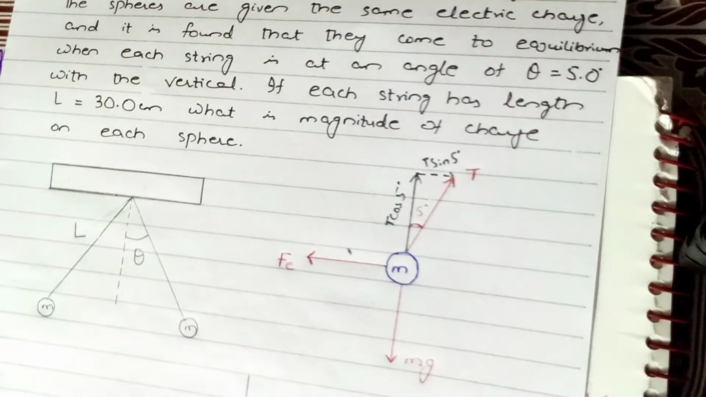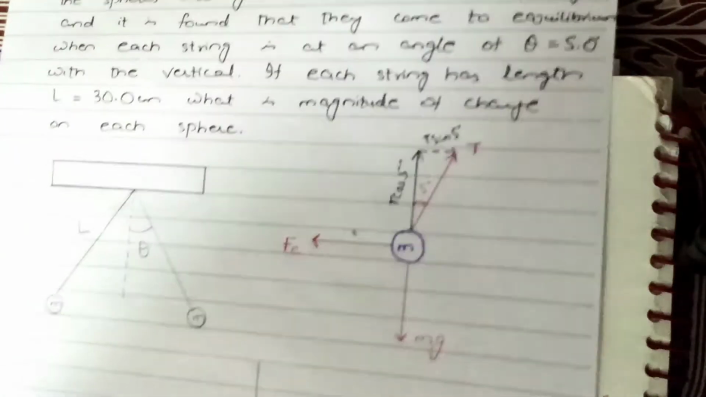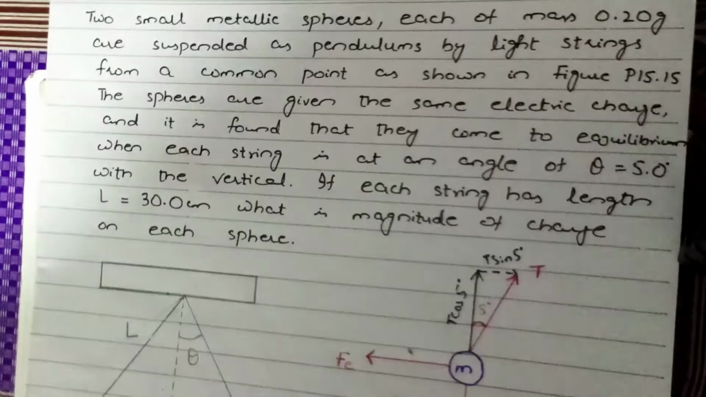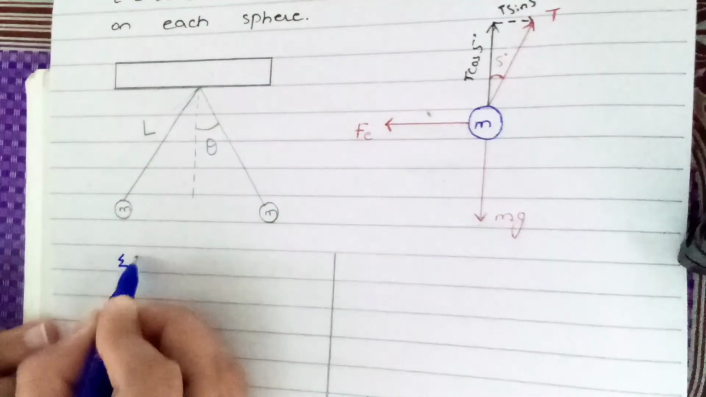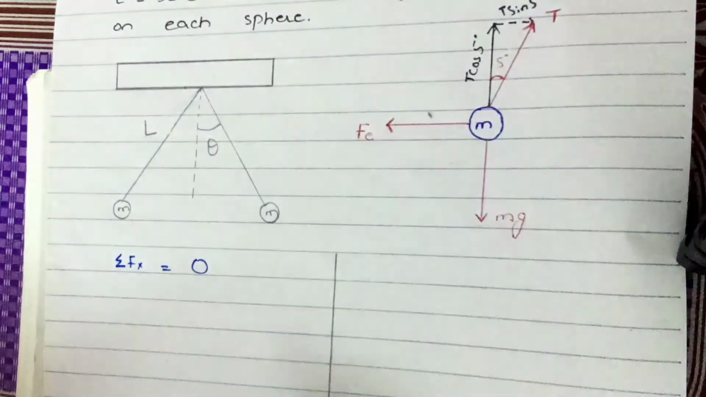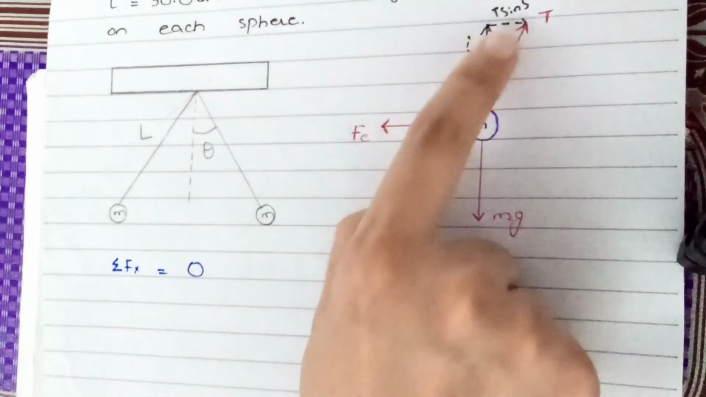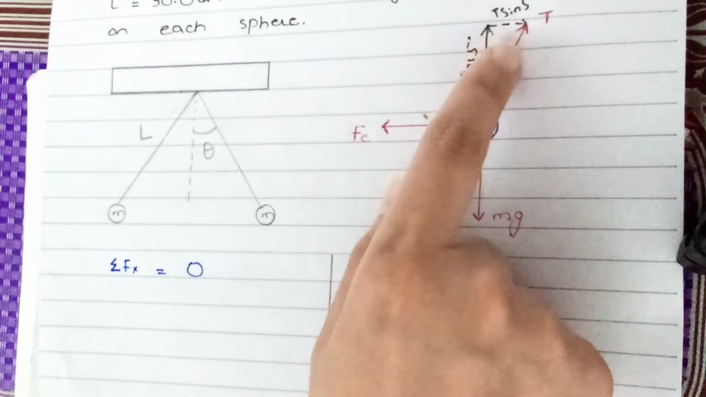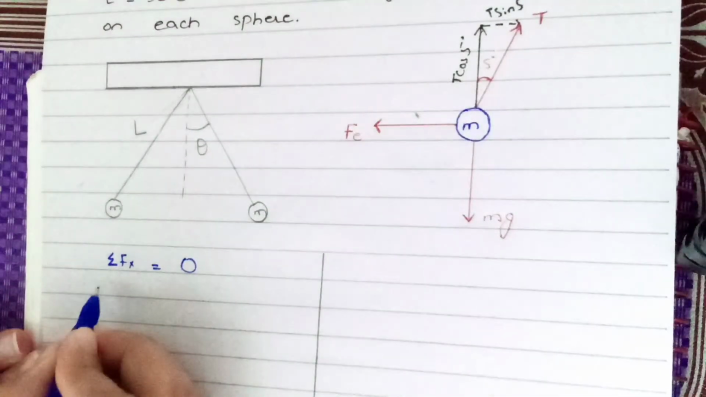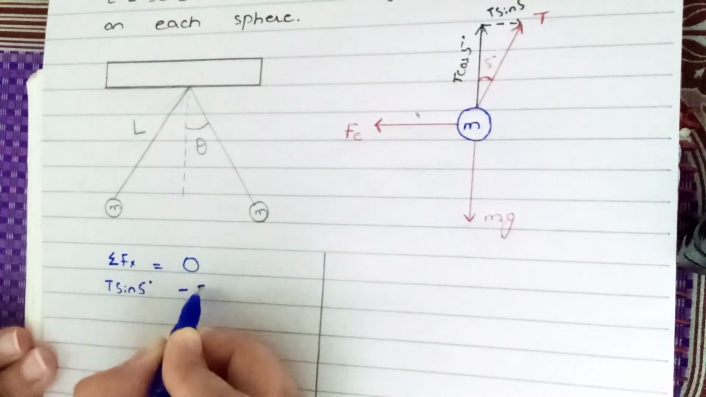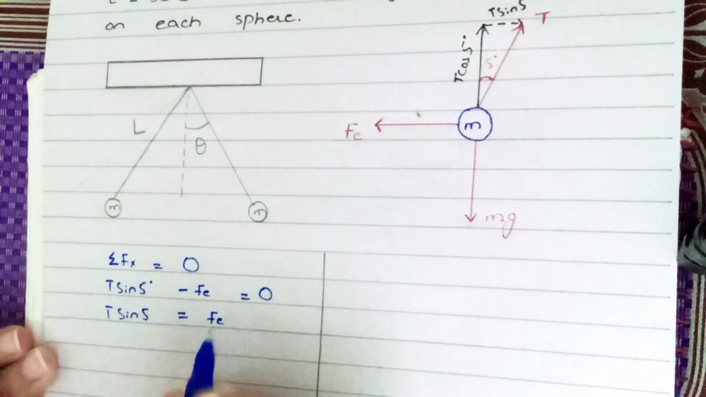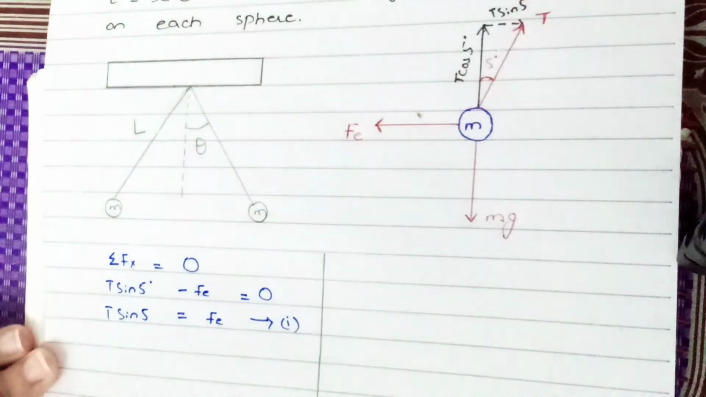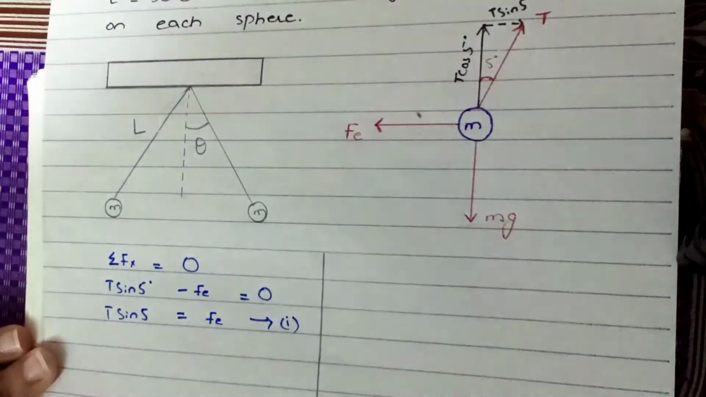So the next task is to find the sum of forces on the x-axis and the sum of forces on the y-axis. In the question we are told that the forces are in equilibrium, right, students? So we can say that the sum of forces along the x direction equals zero. And how many forces are there in the x direction? There are only two forces, one is this and the other is this. The direction of this force is towards the negative x-axis, whereas this is towards the positive x-axis. So it will be T sine 5 minus Fe equals 0, or we can say T sine 5 equals Fe. Let us call this equation 1. We don't have any other information for the x-axis.